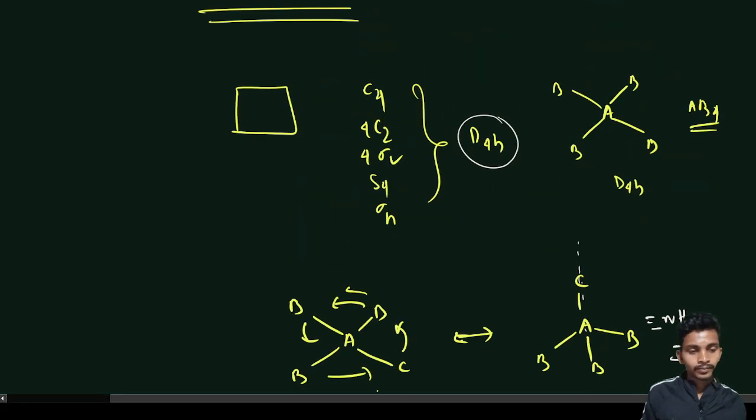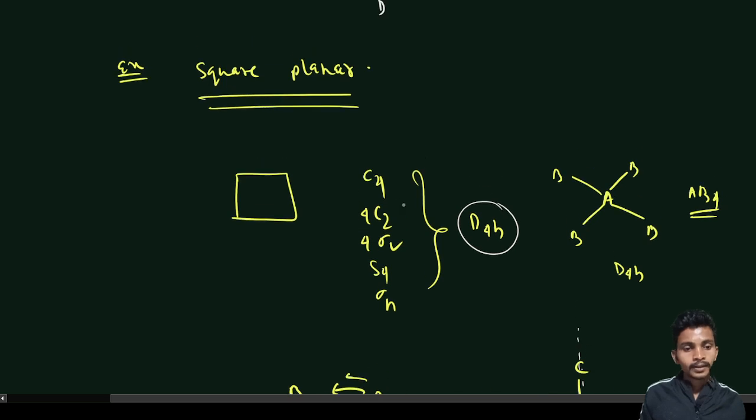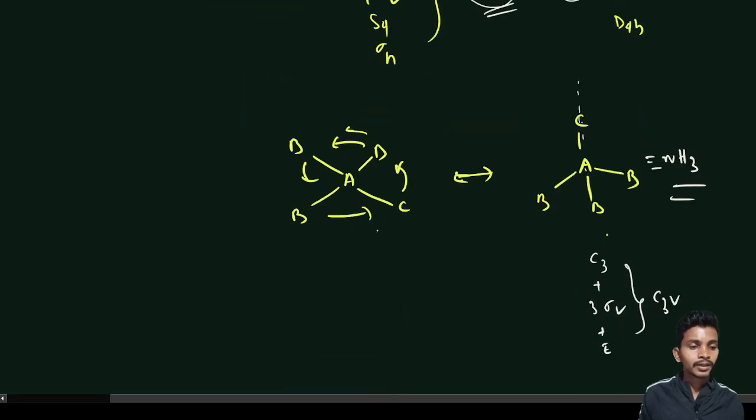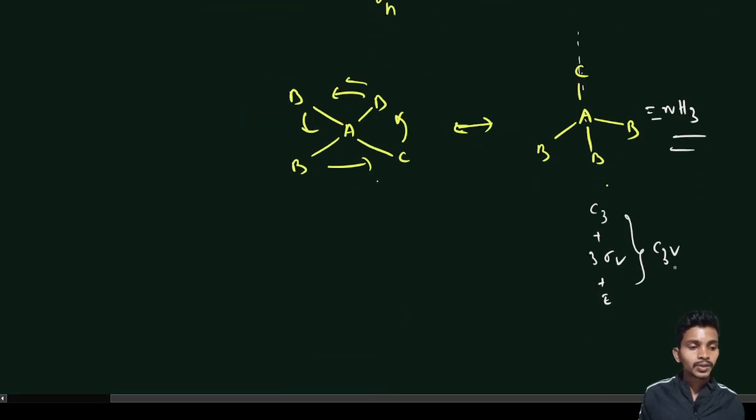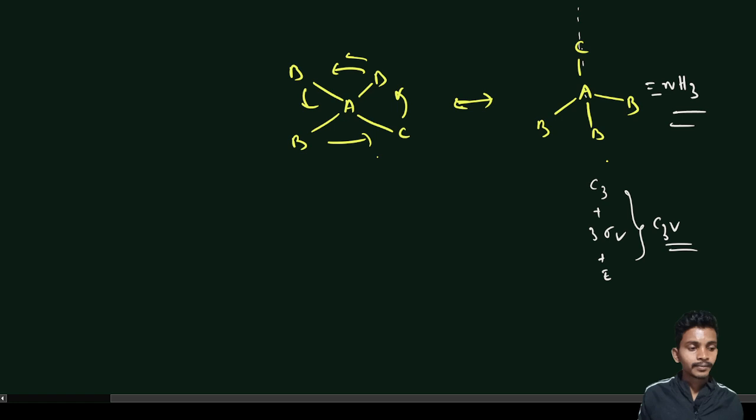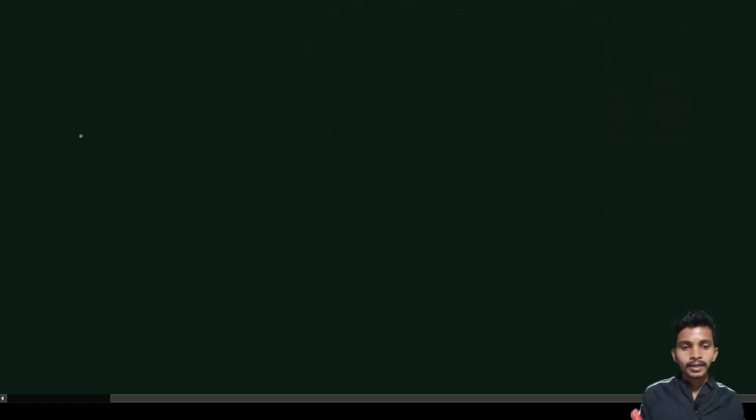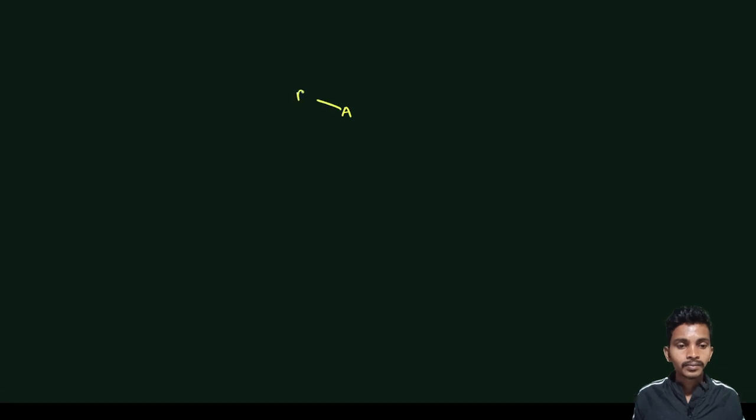Okay, so if no replacement, all are the same, in that case the point group is D4h. And if I replace one atom, this point group changes to C3v. And similarly, if I change another, we can check by changing one. Now I will replace by two. Let's say C, this is D.